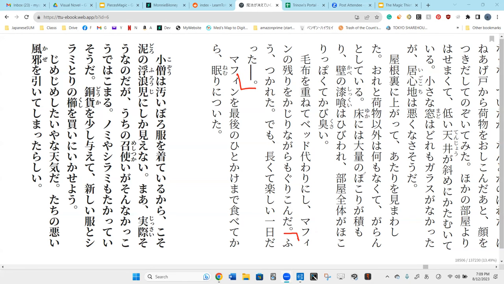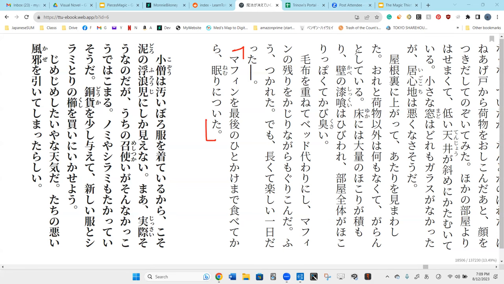Tsukareta. I'm tired. Demo nagakute tanoshii ichinichi datta. However, it was a long and fun day. Perfect.